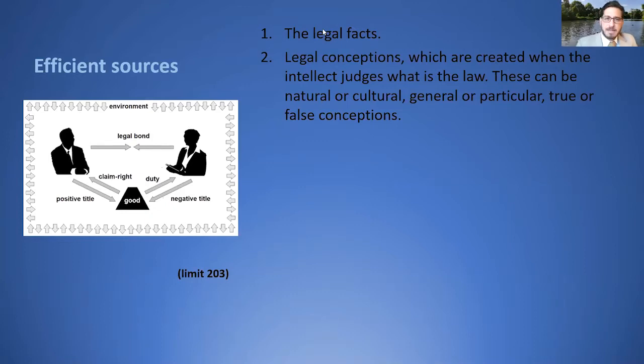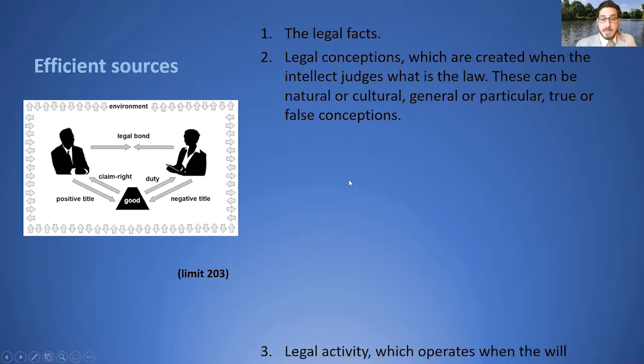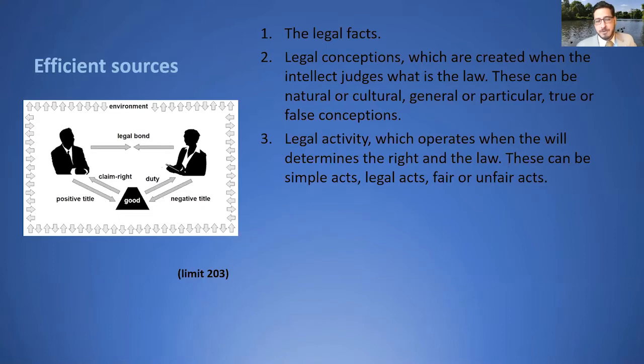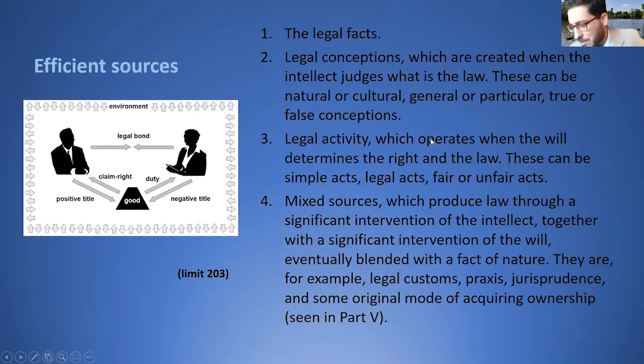Okay. Action of nature, as well as legal conceptions are acts of the intellect, as well as legal activity or legal performance is an act or acts of the will. It operates when the will determines the right and the law. And it could determine in so many ways. We will see. Probably it could be the will of the legislator or the will of the parties or the will of the individual also. Just the will of one person, of one individual, could produce law. You will see, for example, a testimony of a guy was the will of one person that wants to say something, no? And can change all the course of the events of a trial, of a legal process.